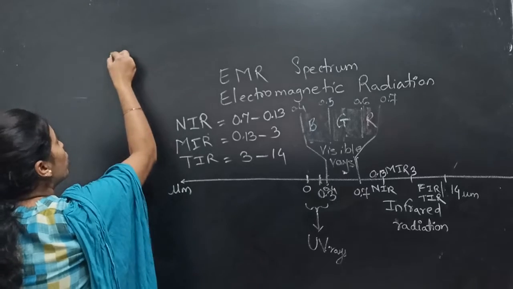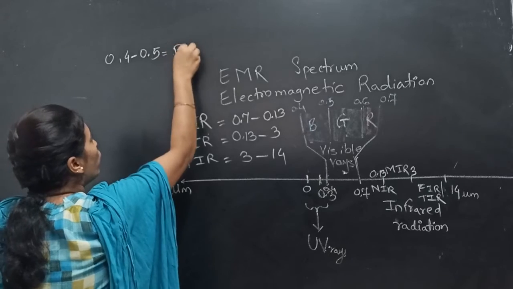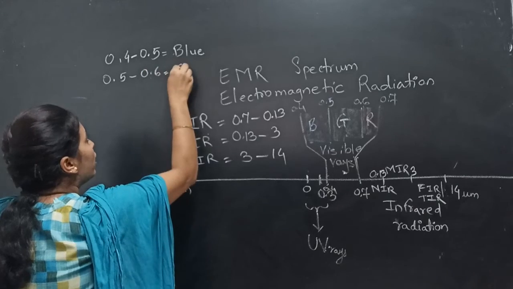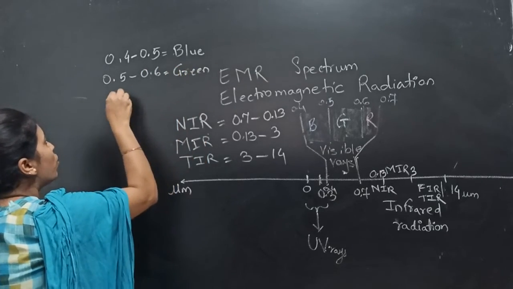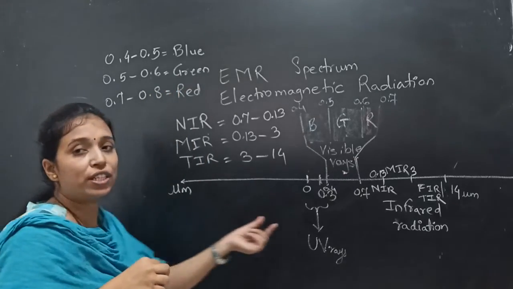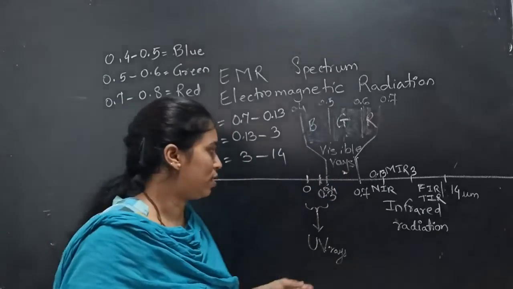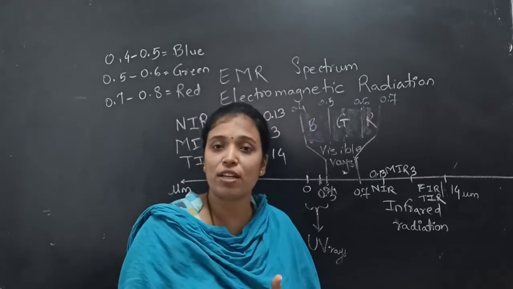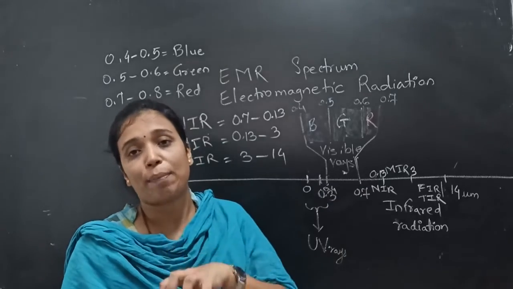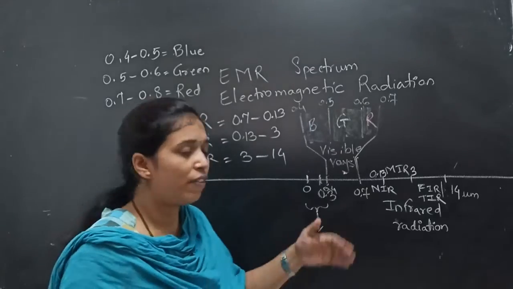Likewise, I will write about visible also. From 0.4 to 0.5 is the blue color. From 0.5 to 0.6 is the green color. And from 0.6 to 0.7 is the red color. These visible rays are very important for aerial photography, which is done in remote sensing. Then when you go into advanced remote sensing, at that time infrared radiations are also used to capture very minute objects or minute differences in images. We will study that later on.